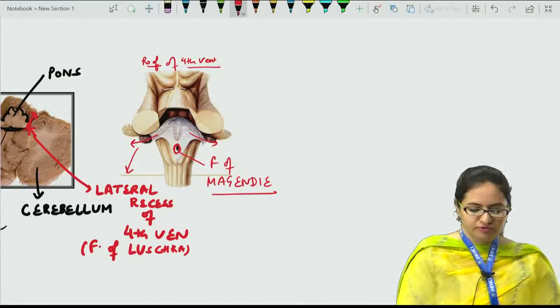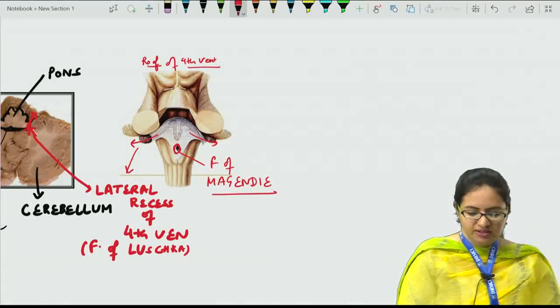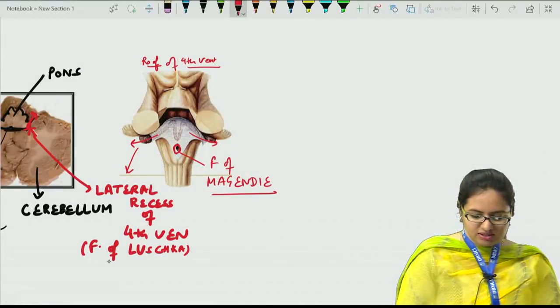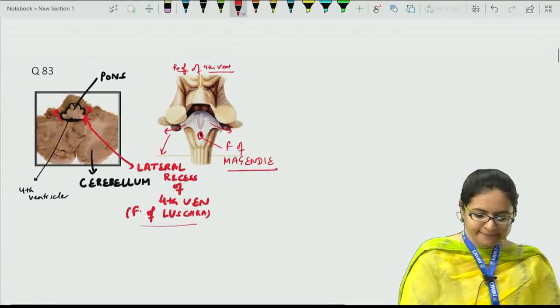So towards the roof of the fourth ventricle, there are three apertures. Two lateral apertures are there and one median aperture is there. This lateral is the foramen of Luschka, and towards the median side we have the foramen of Magendie.